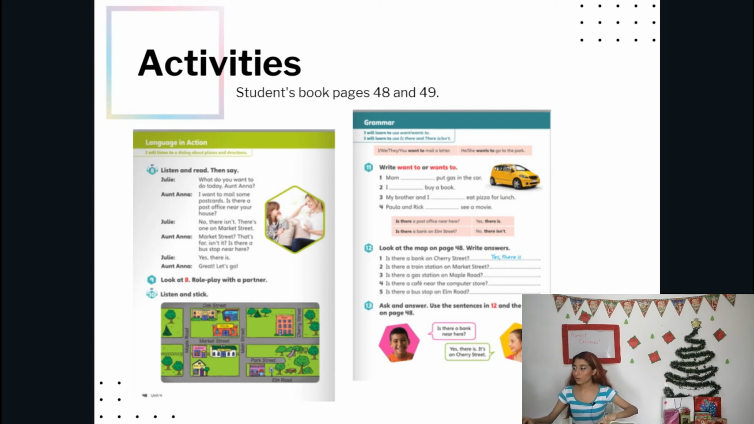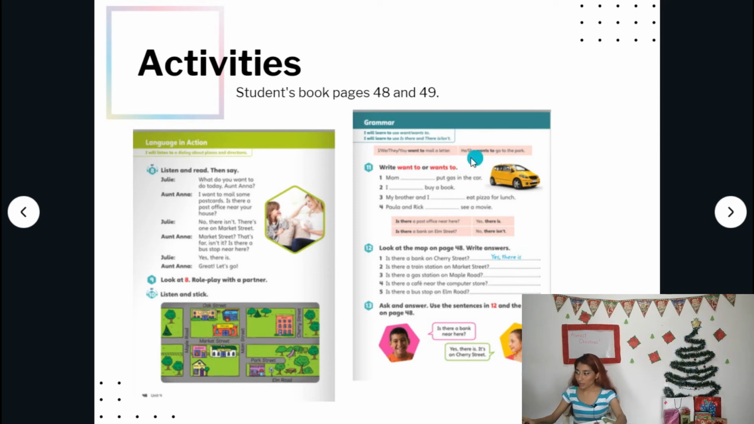Now, we're going to go to the next page, and it's page 49, and it says we are going to learn how to use want or wants to. Also, we are going to practice is there or there isn't or there is. Now, we have examples in here. Siempre es importante que te fijes en las cajitas rosas que te dan en el libro porque ahí esos son ejemplos para las actividades que vas a hacer después. Such as I, we, they, you want to mail a letter, enviar una carta.